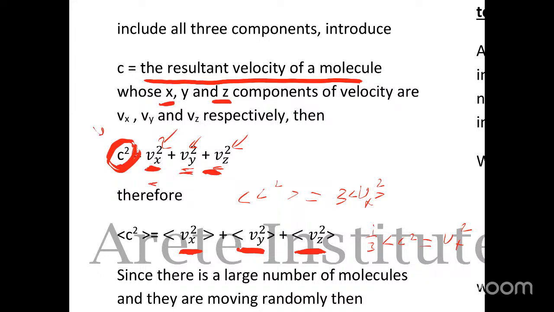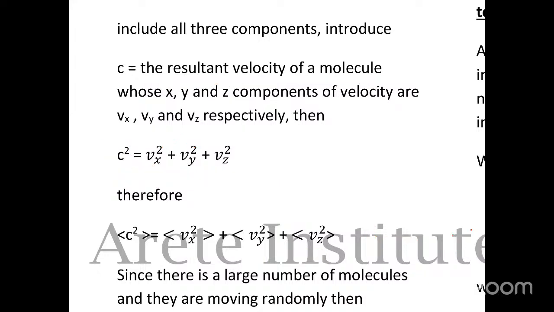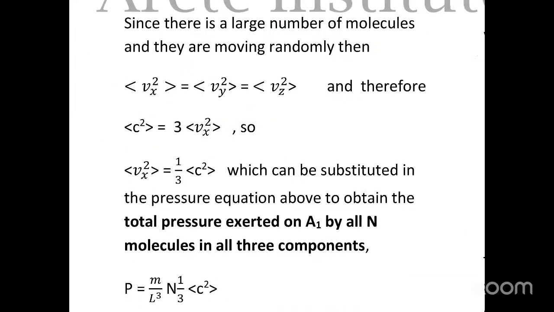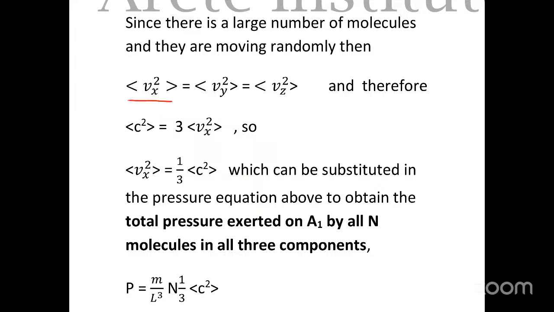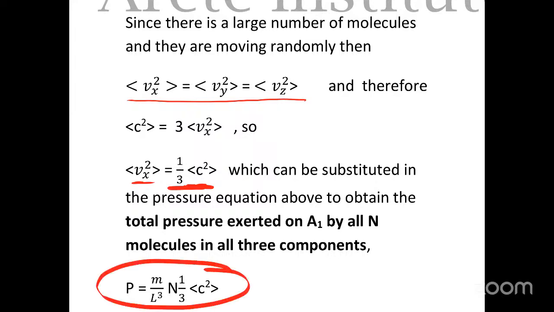All you have to do after is this. They are all equal. You replace Vx with 1/3 c squared, and we end up with this here. Carry across the L cubed, and you'll get PV is equal to N M 1/3 c squared. That's the objective of the whole proof.